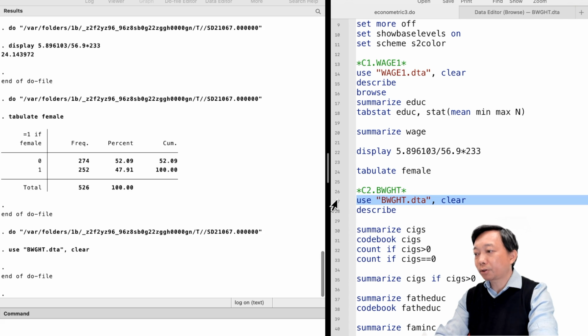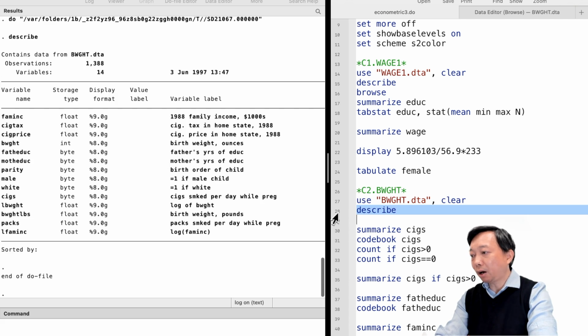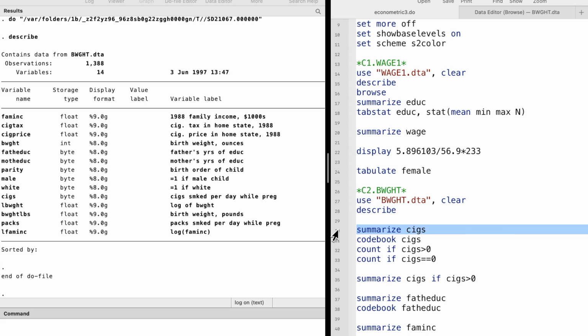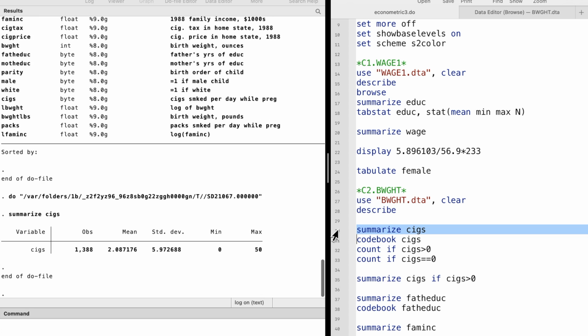Using the command describe, we find 1,388 observations in the sample. The variable cigarettes reports the cigarettes smoked per day during pregnancy. When using the command summarize, we find that the minimum number of cigarettes is 0, meaning that not every woman smokes during pregnancy. The mean is 2.09 cigarettes per day.